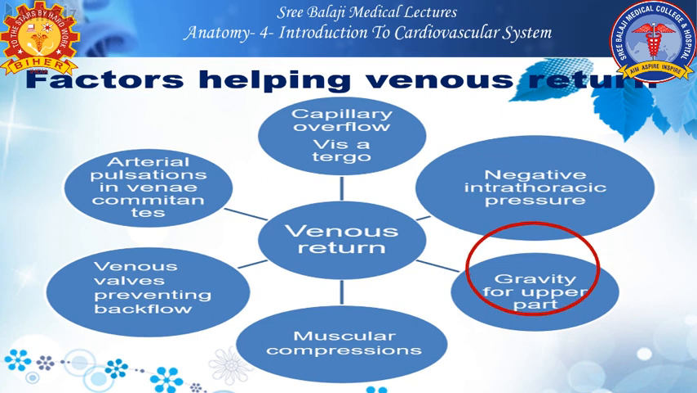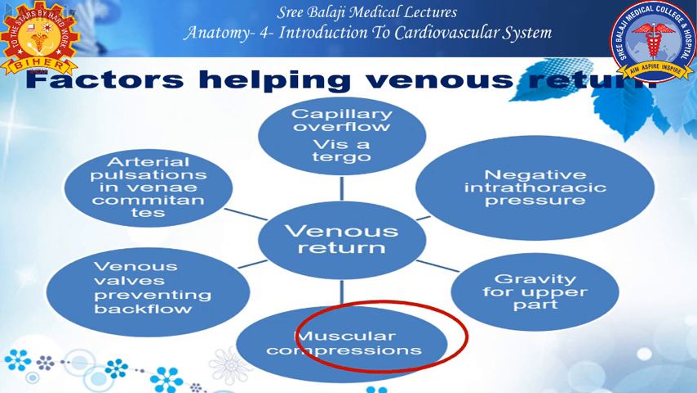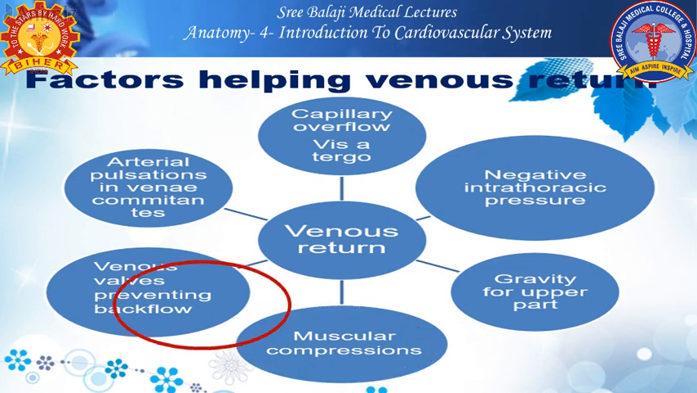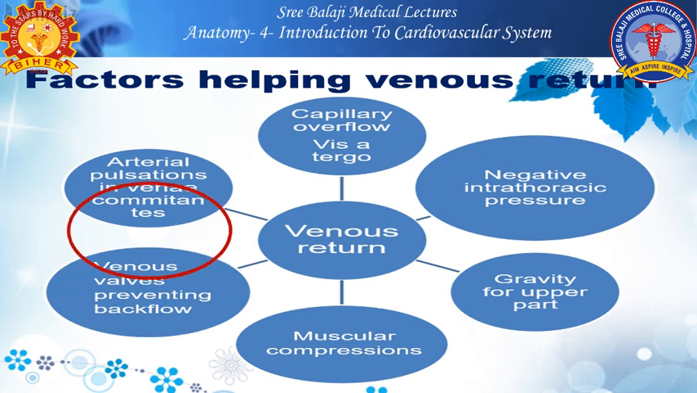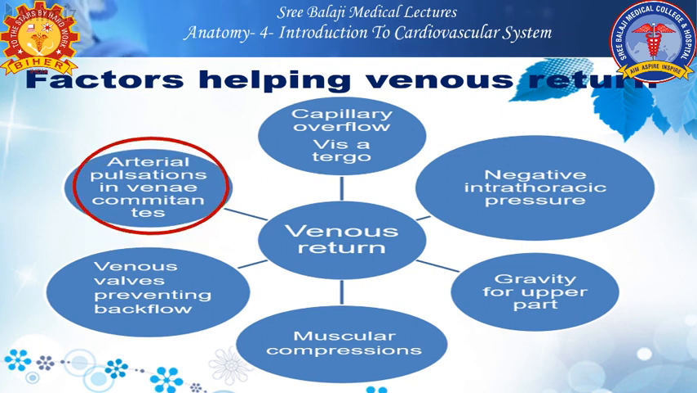In the upper part, it is simple due to the gravity. Muscular compressions in the lower part, lower limb, that is why the calf muscles are also known as the peripheral heart. The venous valves which are present, they will prevent the backflow. And the venae comitantes are the veins which are accompanying the arteries. The arterial pulsation will help in the venous return.